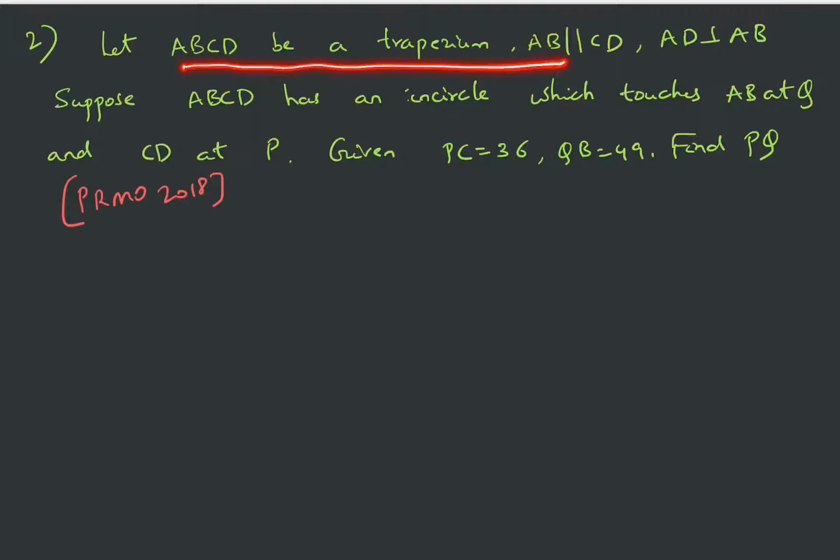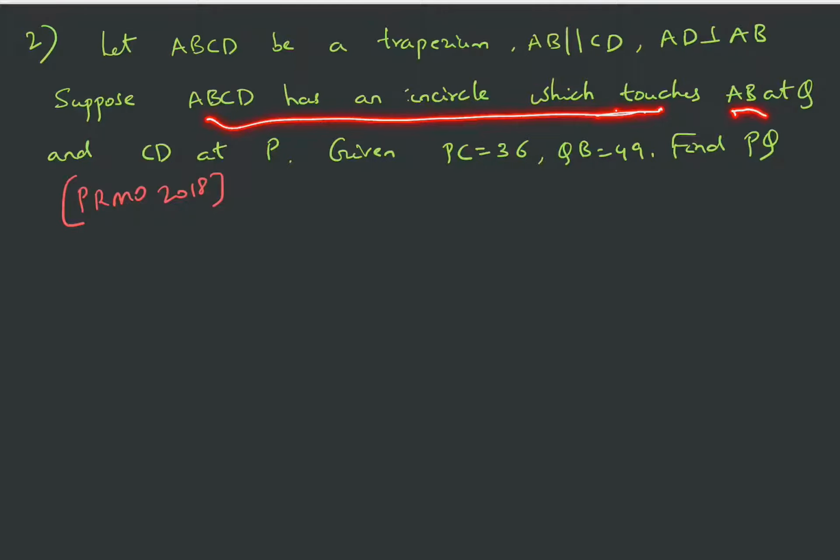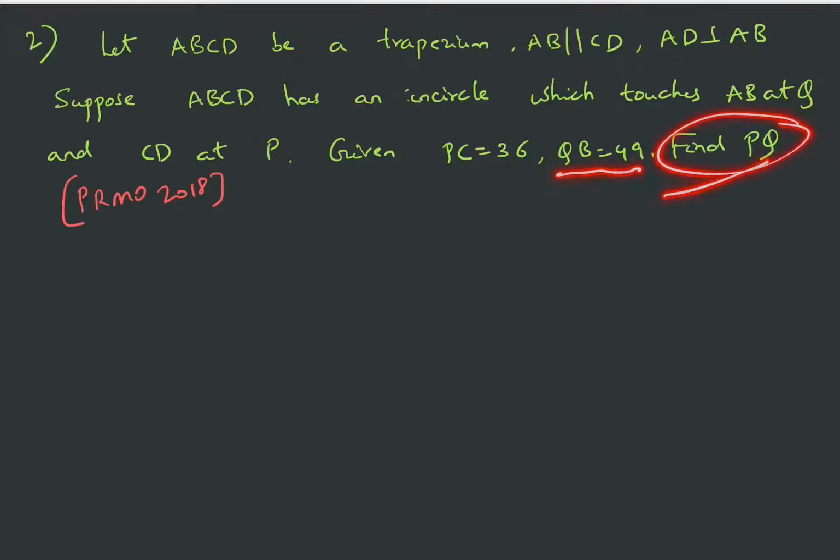Let ABCD be a trapezium, and AB is parallel to CD and AD is perpendicular to AB. Suppose ABCD has an incircle which touches AB at Q and CD at P, and it is given that PC is equal to 36 and QB is equal to 49. You need to find the length of PQ. So just pause the video, give the problem a full try, and then come back to see the solution.